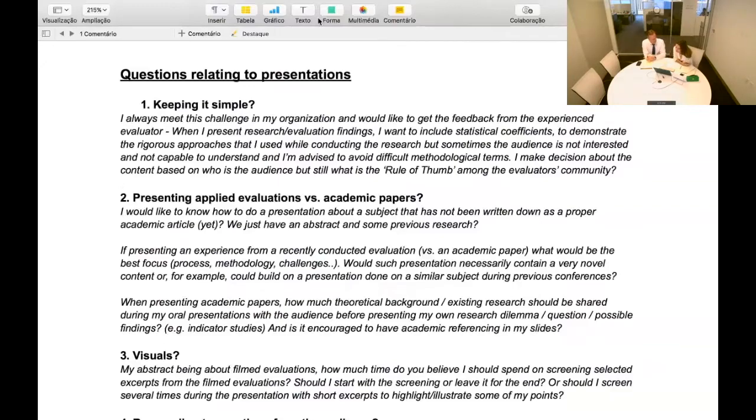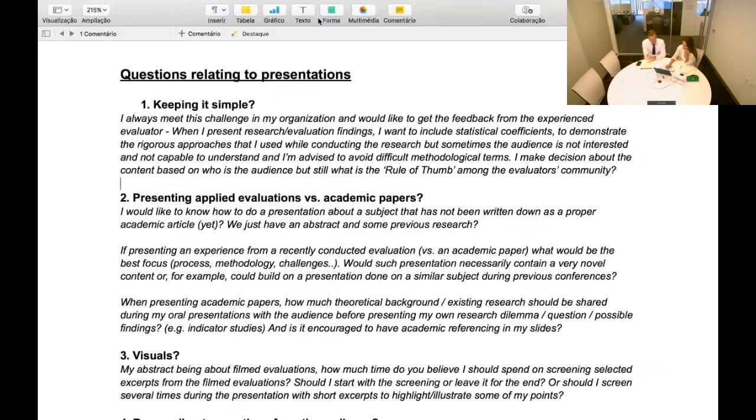If I am presenting an experience from a recently conducted evaluation versus an academic paper, what would be the best focus? Would such presentation necessarily contain a very novel content? For example, could build on a presentation done on a similar subject during previous conferences? When presenting academic papers, how much theoretical background existing research should be shared during my oral presentation with the audience before presenting my own research dilemma, possible findings? And is it encouraged to have an academic referencing in my slides?